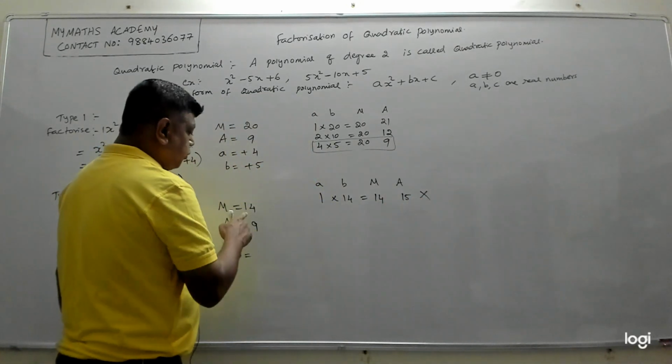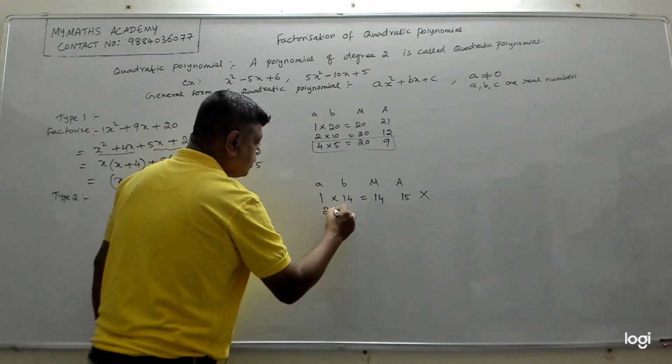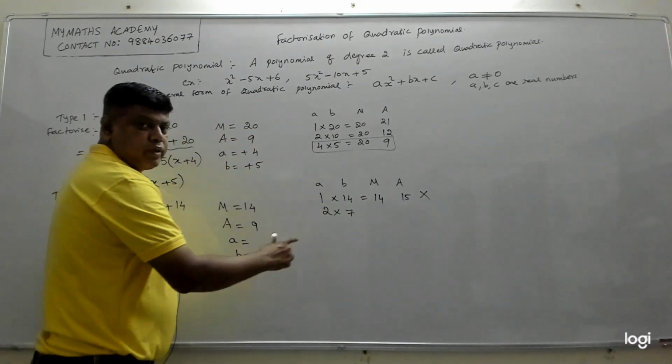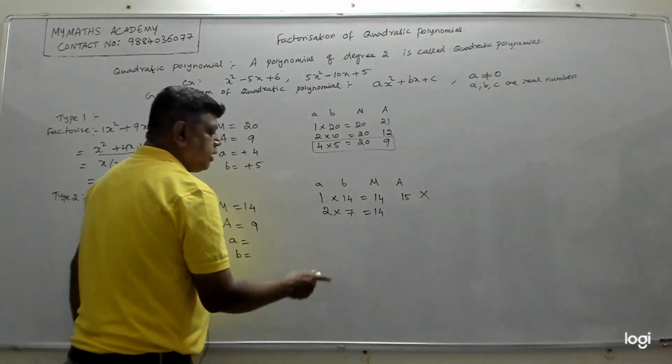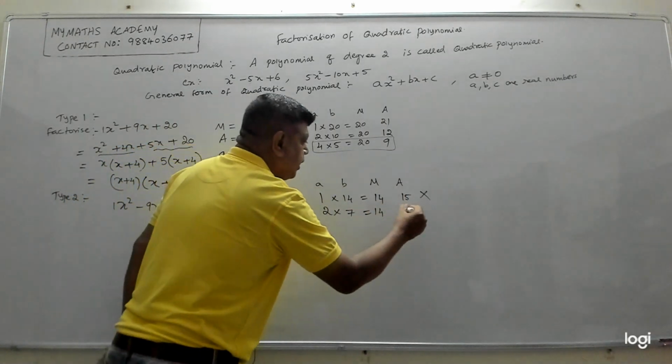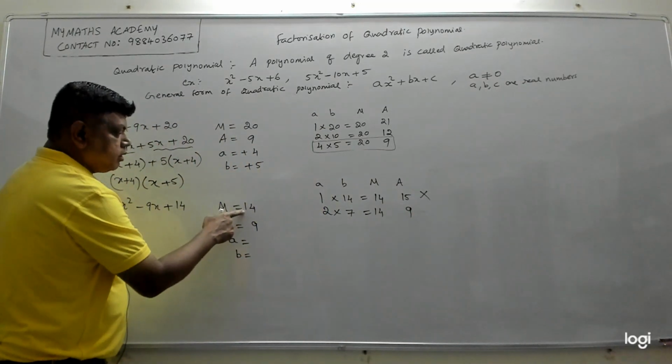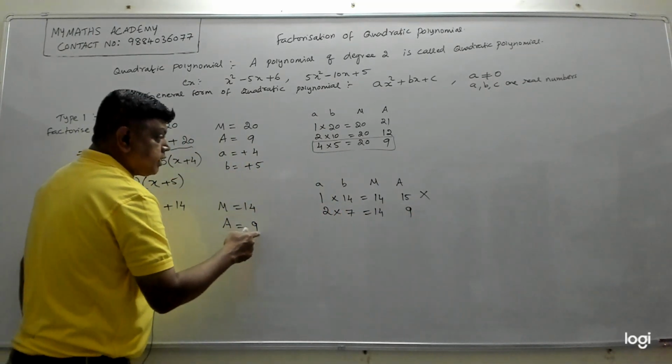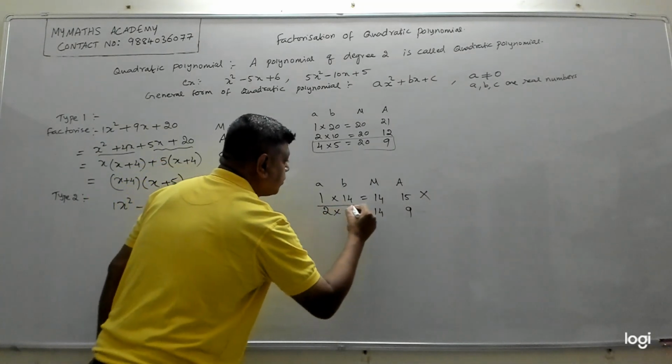Now next one. 14 can be written as what? Next one, 2 into 7. 2 into 7 is 14. Then add 2 plus 7. What is 2 plus 7? 2 plus 7 is 9. Now we got this. M is 14, A is 9. So this is the right thing.